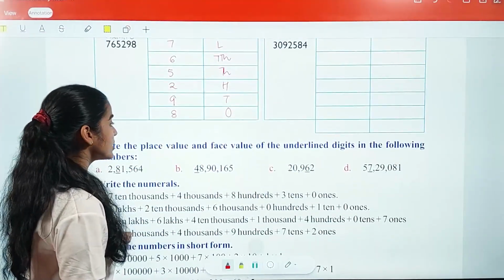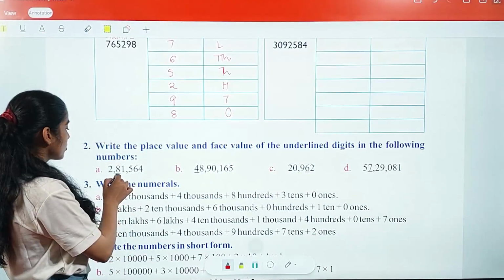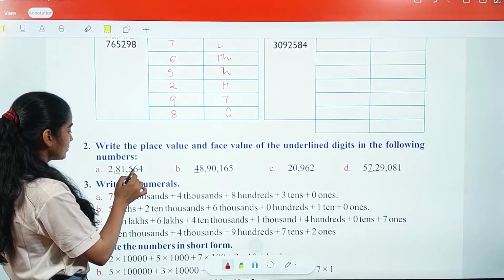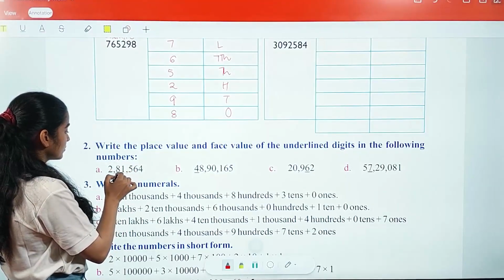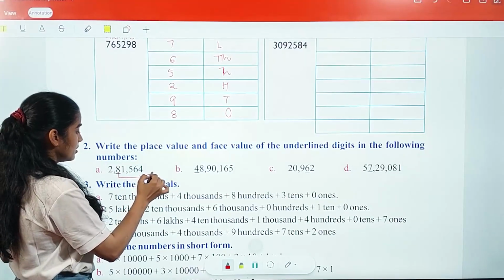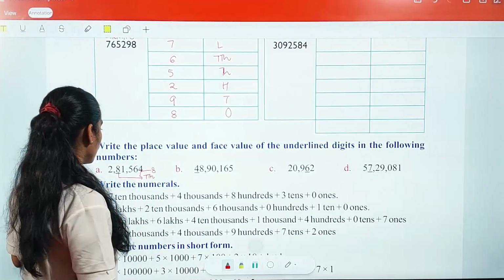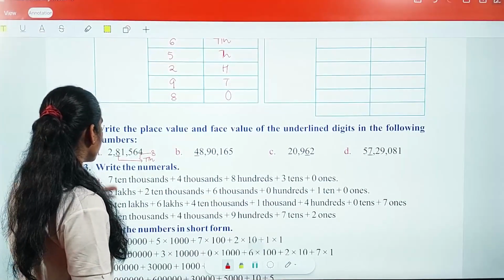Write the place value and face value of the underlined digit in the following. So this is your 10,000. 10,000 is the place value and 8 is the face value. We already know that face value is the same number itself.